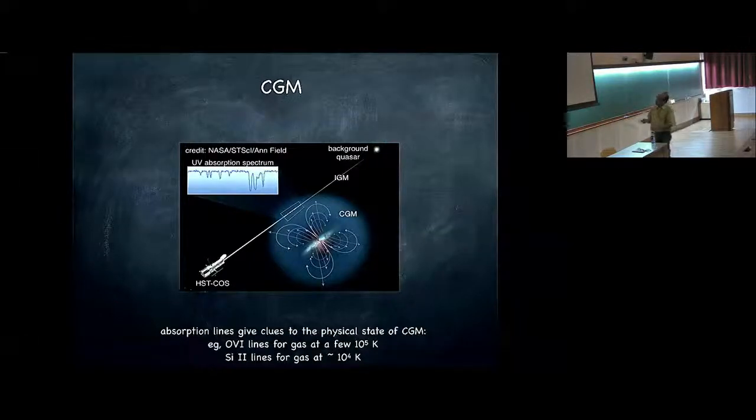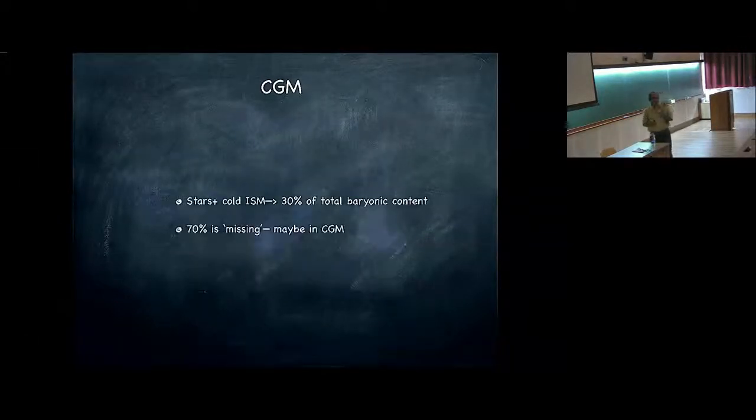But what is known, for example, if you look at the expected baryonic content in galaxy halos, and look at how much of it is in the form of stars, stellar remnants, and cold ISM in the disk, it's about 30% of the total baryonic content in a galaxy. That leaves out 70%. And one hopes that it's in the form of circumgalactic medium.